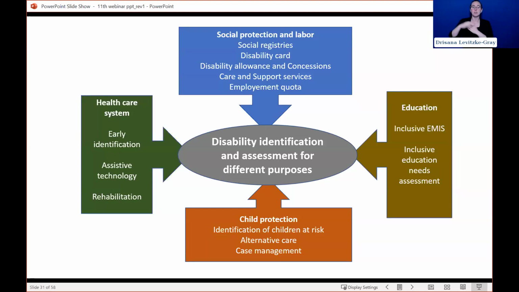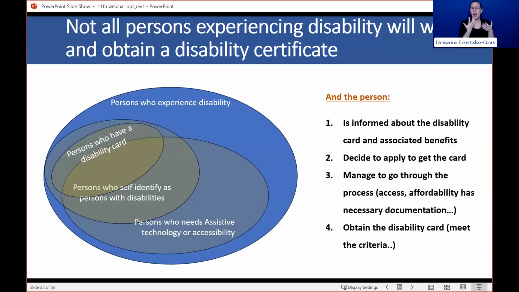So it's very important that when we say disability assessment, it means many different things. So we always need to clarify why we are doing disability assessment and certification. As I mentioned, not all persons experiencing disability will want and obtain a disability certificate. If we take the world population of people experiencing disability, there is a subset of this population who need assistive technology. There is another subset of this population who self-identify as persons with disabilities.